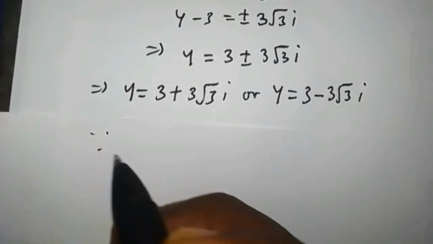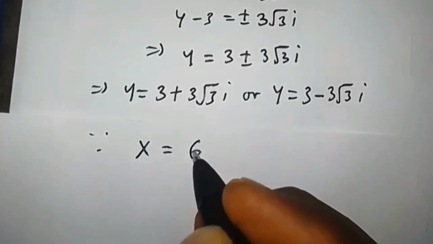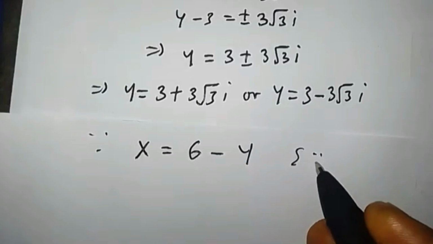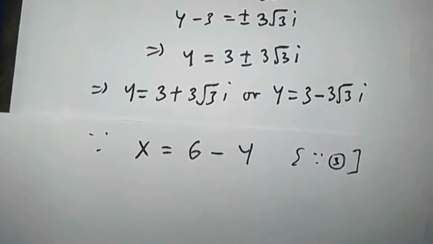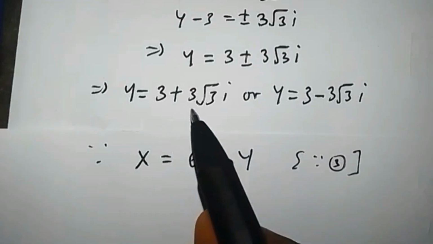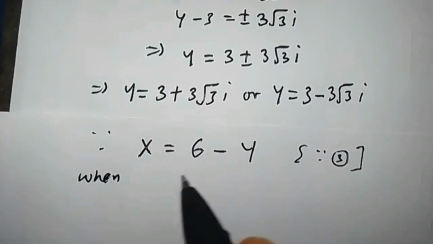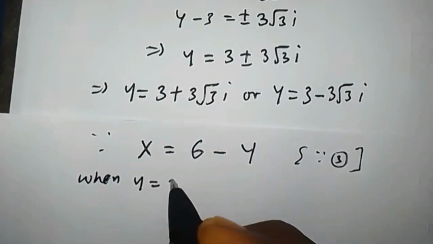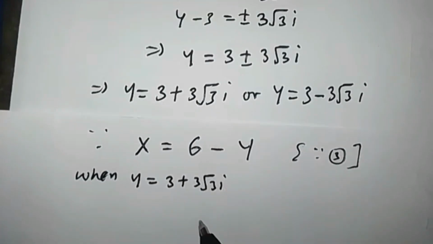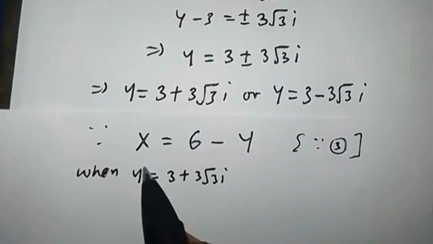So since we already know that x is equal to 6 minus y, this is equation 3. Now, let's consider each value of y. Consider this first. When y is equal to 3 plus 3 root 3i, what will be the value of x? Let us just plug this value of y here to obtain the value of x.